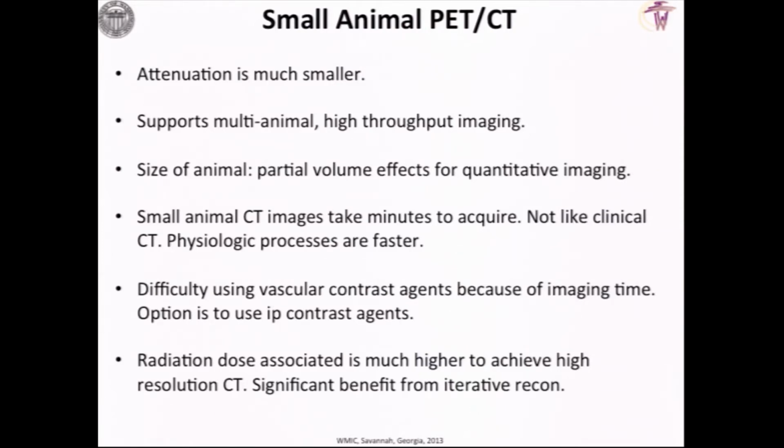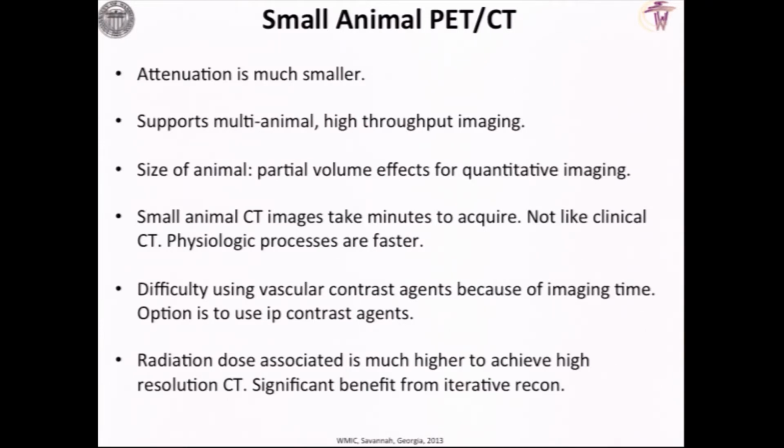One of the challenges is just the size of the animal. So as Dennis showed earlier, it's difficult with nuclear medicine imaging to get super high spatial resolution. So you end up having issues with partial volume effects that affect your quantitative imaging capabilities.